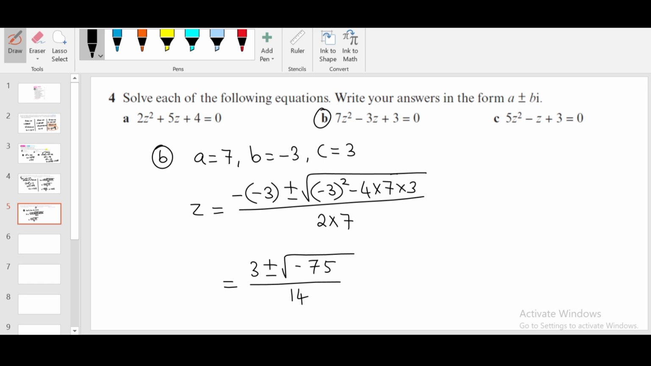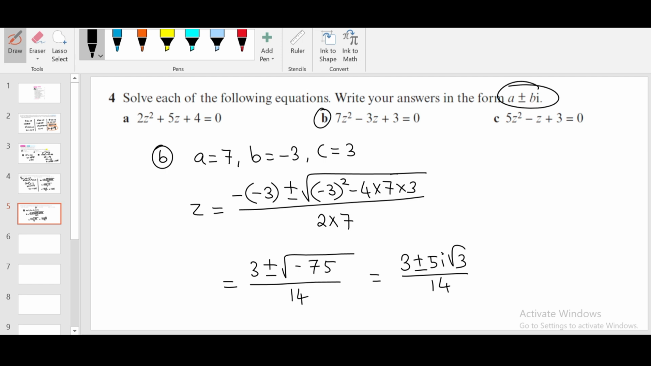So find the value of square root of 75. You will get 5 root 3. So it's 3 plus or minus, I think 5 root 3. Square root of 75 is 5 root 3. You will get 5i root 3 divided by 14.